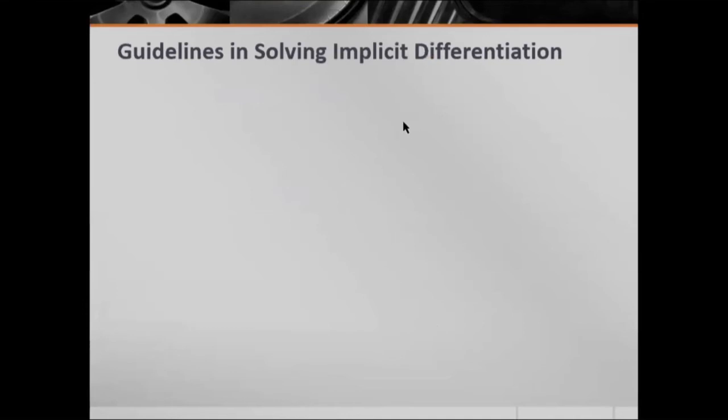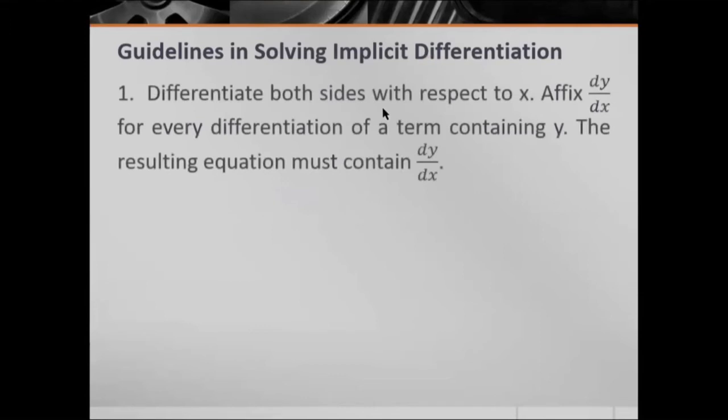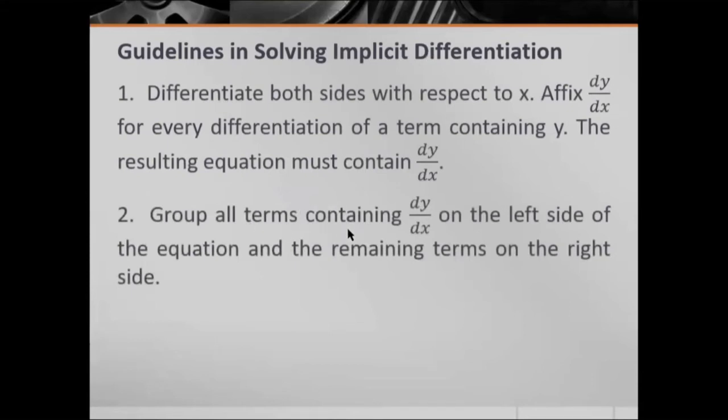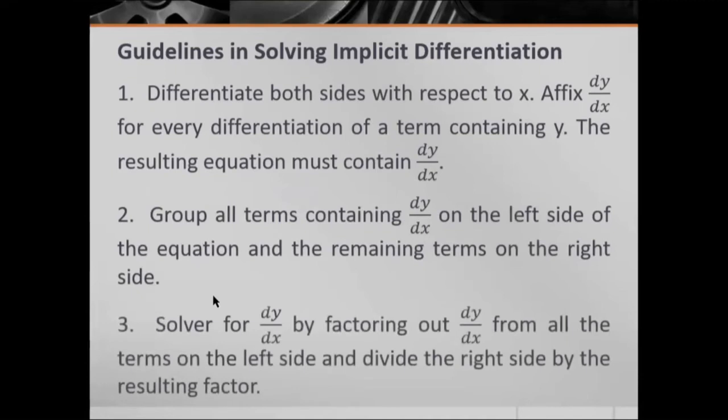Guidelines in solving implicit differentiation. First, differentiate both sides with respect to x. Affix dy over dx for every differentiation of a term containing y. The resulting equation must contain dy over dx. Second, group all terms containing dy over dx on the left side of the equation and the remaining terms on the right side. And the last, solve for dy over dx by factoring out dy over dx from all the terms on the left side and dividing the right side by the resulting factor.